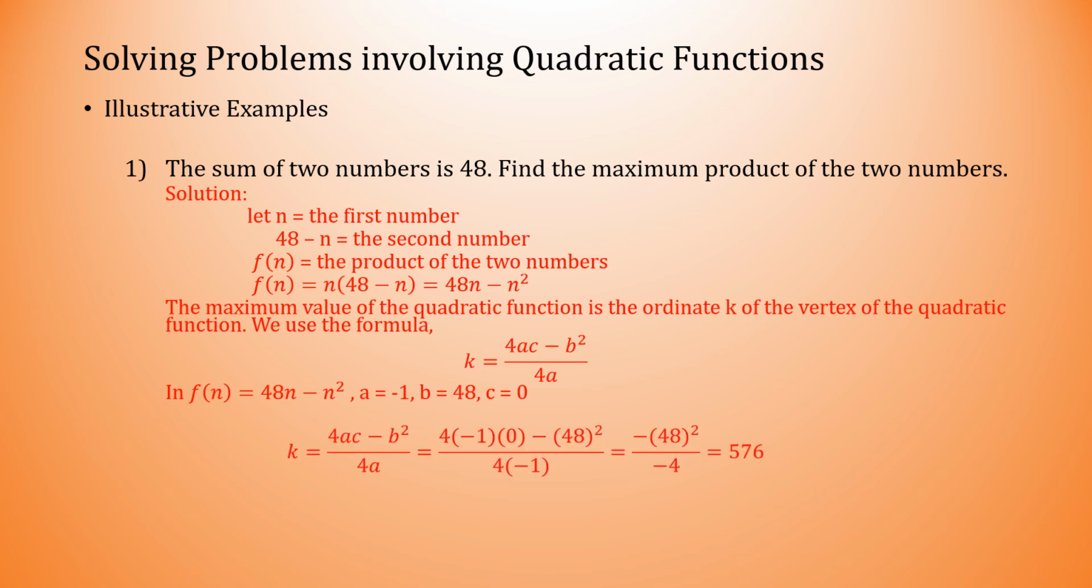Now we're going to substitute the values of a, b, and c into the formula. So we have k is equal to (4ac minus b squared) over 4a, which is equal to (4 times negative 1 times 0 minus 48 squared) over (4 times negative 1), which is equal to negative 48 squared over negative 4. So we have the answer 576. Therefore, the maximum product of the two numbers is 576.